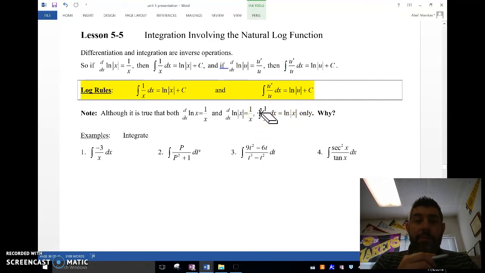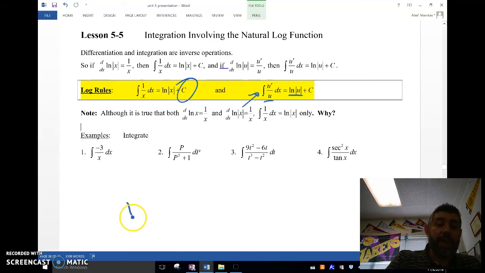So in general, the log rules are the integral of 1 over x dx is ln absolute value of x plus c. Don't forget my c. And then we can use the reverse chain rule version there. Basically, if the derivative of the denominator is in the numerator, then that's automatically just ln of whatever is in the denominator, just like we did when we did the derivative. So we're just going backwards, right? Inverse relationship.